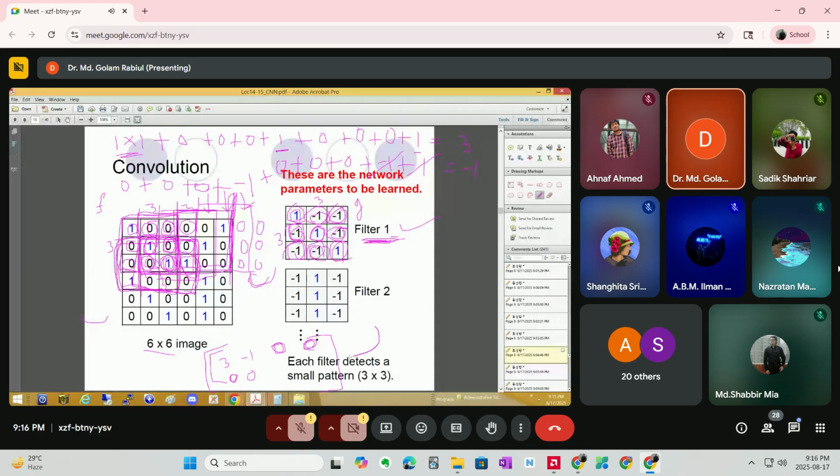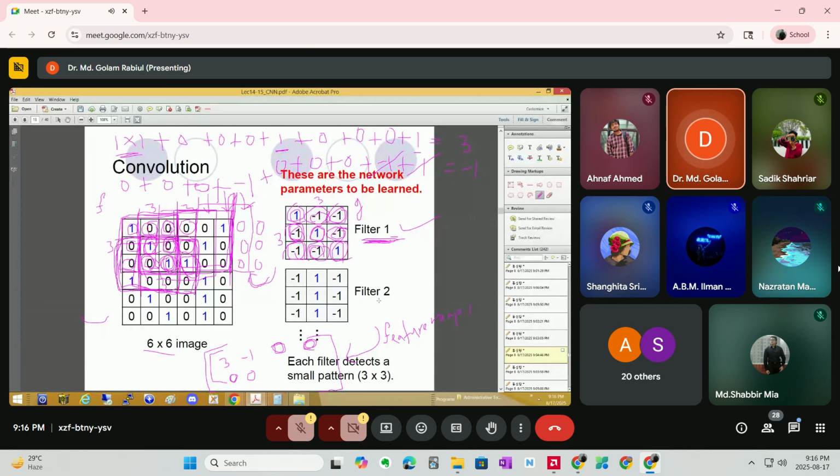So for filter 1, we will find an output. This output is called the feature map. This is our first feature map, for the first filter.